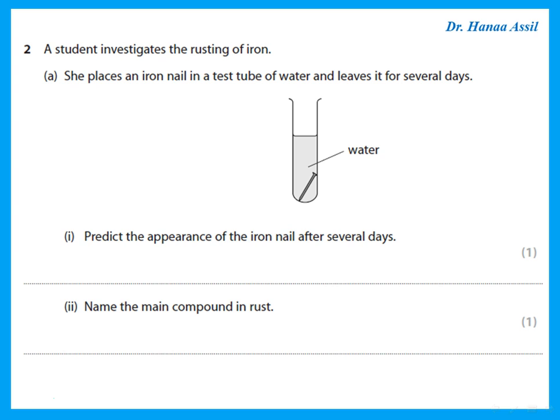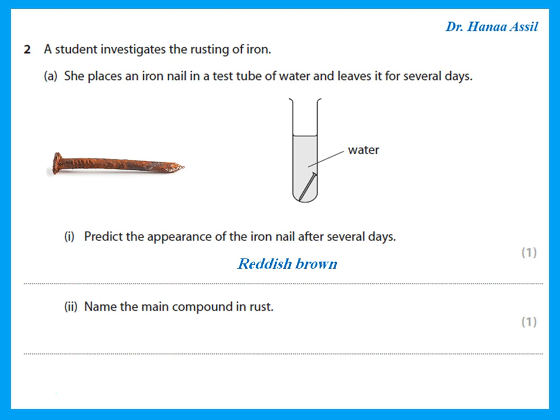A student investigates the rusting of iron. She places an iron nail in a test tube of water and leaves it for several days. Predict the appearance of the iron nail after several days. Of course, after several days, the nail has rusted. So what is the appearance of rust? It is a reddish brown flaky coating on the iron.